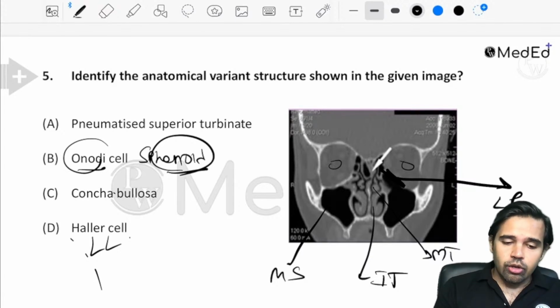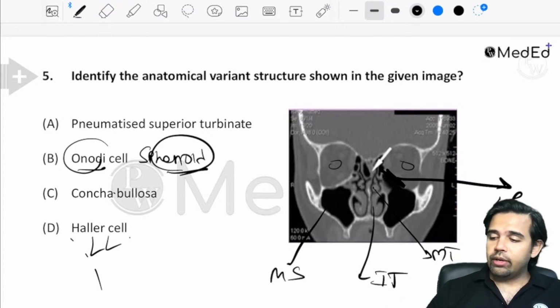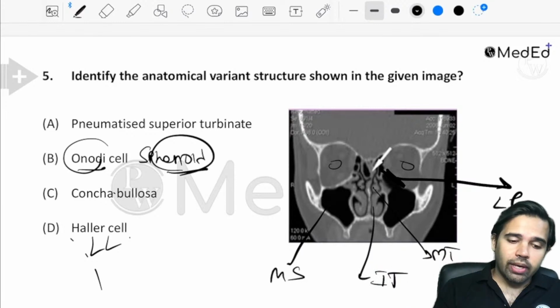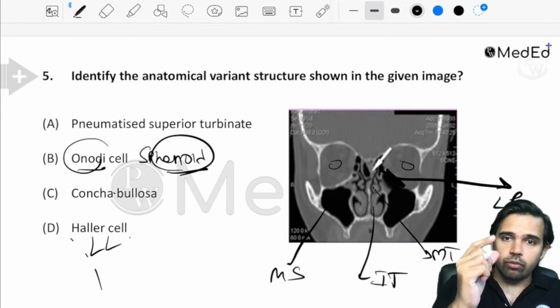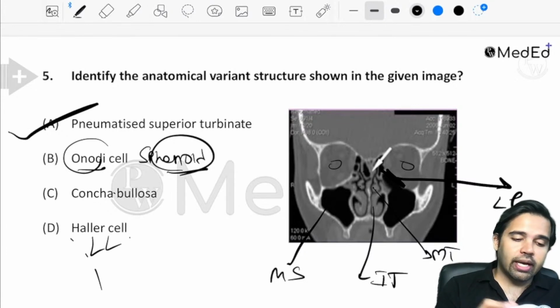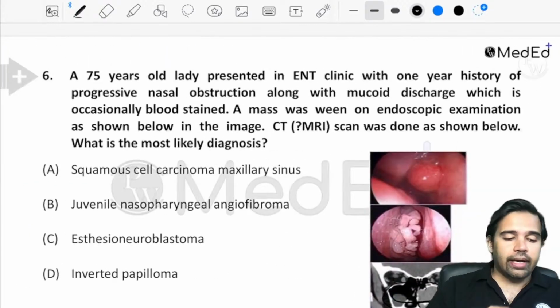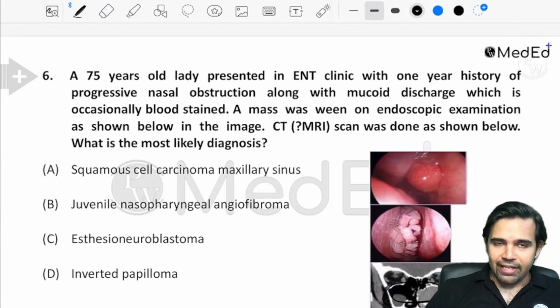Concha bullosa is the pneumatization of the middle turbinate. The middle turbinates look fairly normal over here. This is the pneumatization of the superior turbinate, the uppermost turbinate. Inside the turbinate there is an air pocket. That's a pneumatized superior turbinate, and that would be the correct answer in this.